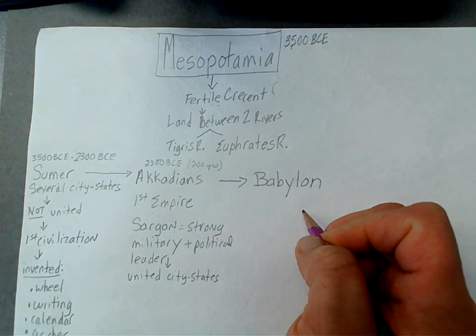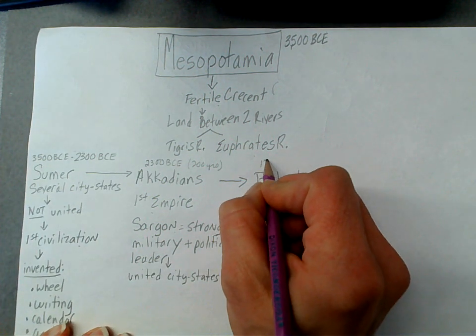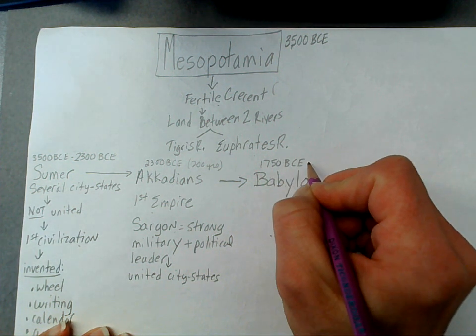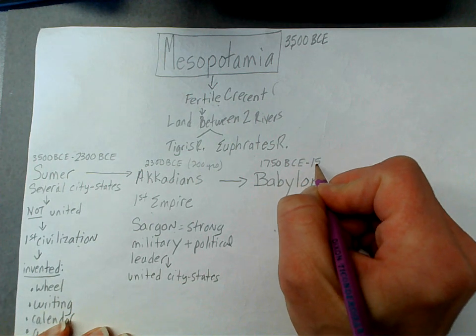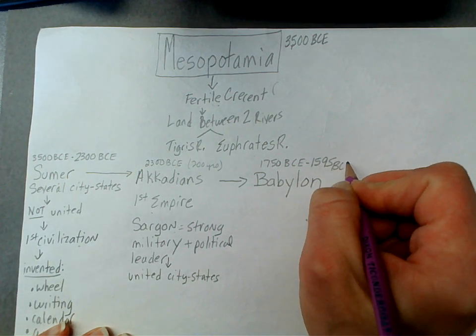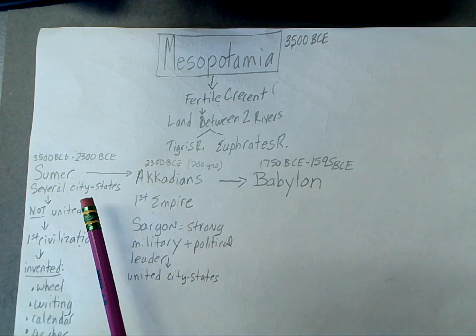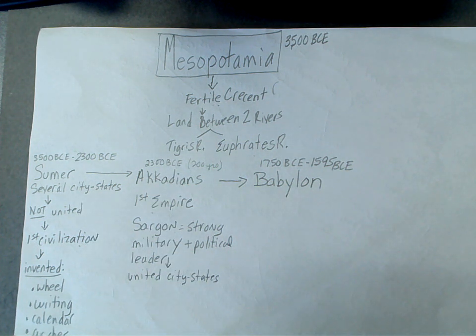B-A-B-Y-L-O-N. Babylon. And this time frame was about 1750 BCE through 1595 BCE. Now remember, dates are not super particular, because you might be able to find another publication that has a little bit different dates on here, because we're talking about such a long time ago, and it was hard to keep track of things and find things, and sometimes new information is found, and so we have to adjust our dates. But this certainly gets you in the approximate time frame and understanding of how time is passing.